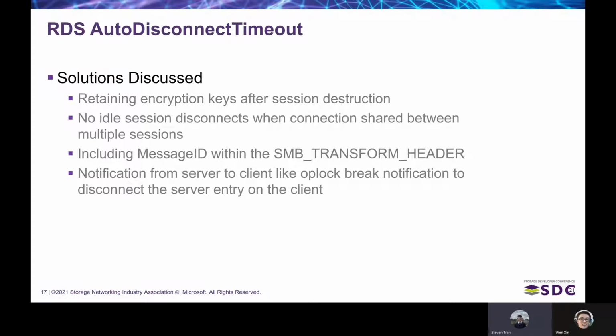And the final solution we discussed, which is also a potential protocol change, would be to send a notification from the SMB server to the SMB client, similar to how we send an oplock break notification. With this strategy, we would send this notification to disconnect the server entry on the client, and this would seem the most ideal. So let's take a look at this particular solution in the next slide.